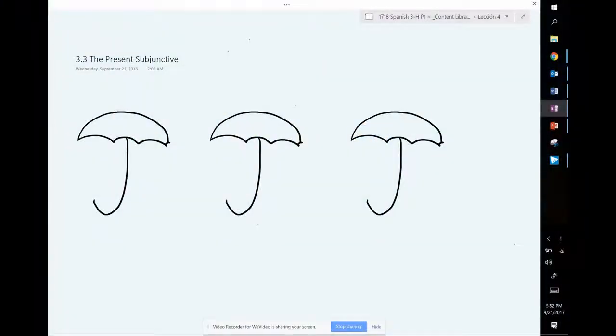Under Lección Cuatro. The subjunctive is a concept that is not going to go away this year. So like I said, it's very important that you pay attention and you take notes. I recommend splitting your screen between this video and your notes page because the video will go hand in hand with your notes.